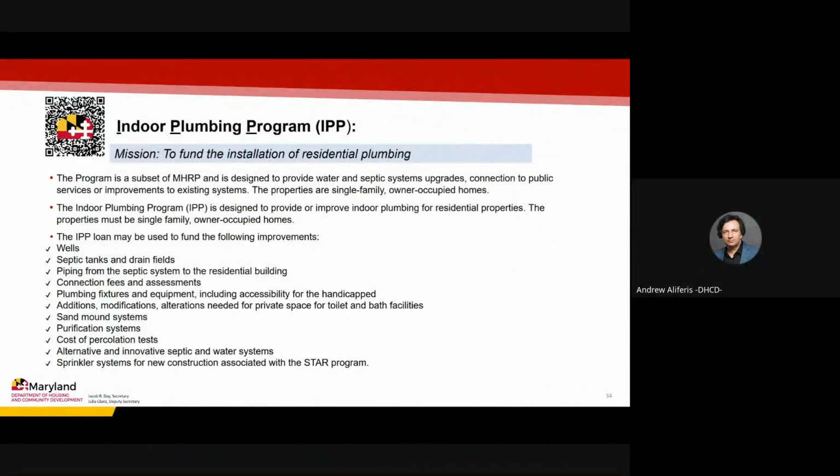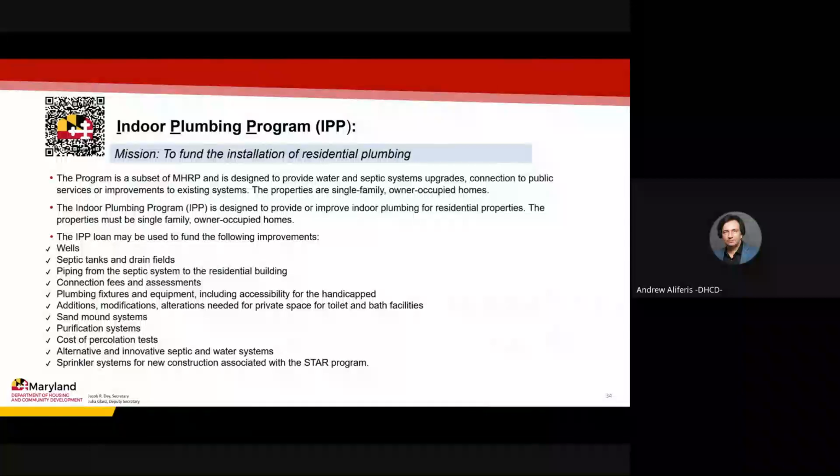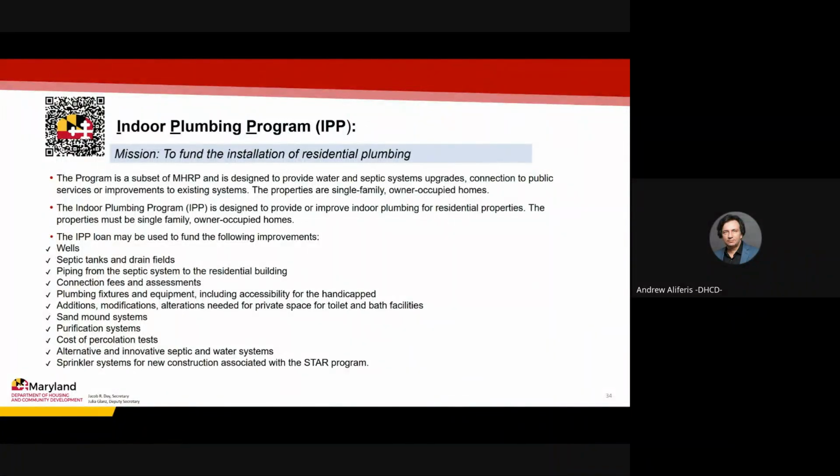All right, the indoor plumbing program does a little bit more than what it says, because it seems like indoor would only be limited to indoor, but in reality, we also do septic systems. Modern construction requires sprinkler systems in new construction, so we do that. We cover the cost of percolation costs. We'll do any kind of plumbing repair inside the house. I had mentioned water heaters. We'll do that. And so that's what that program funds. And we also dig wells with that program. Next slide.